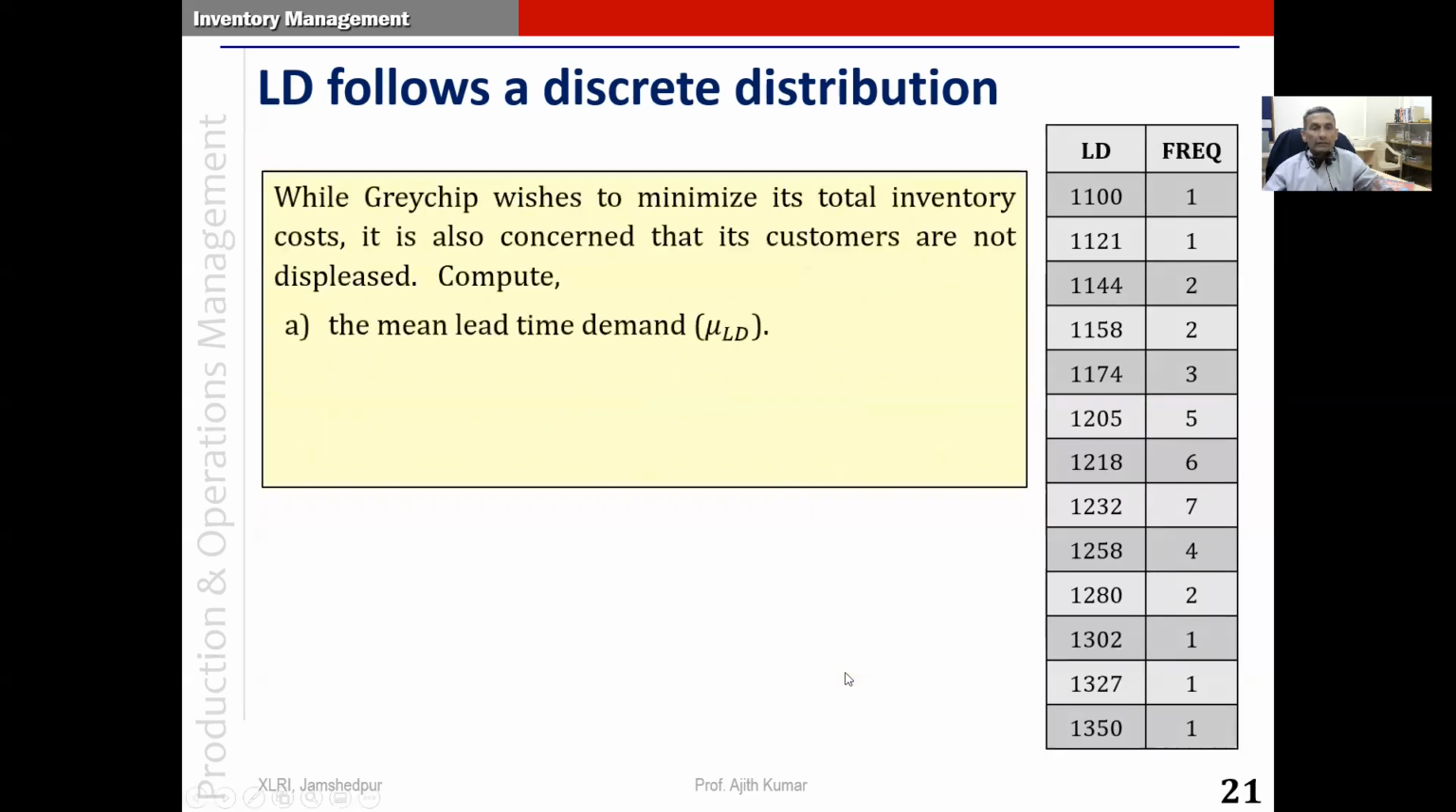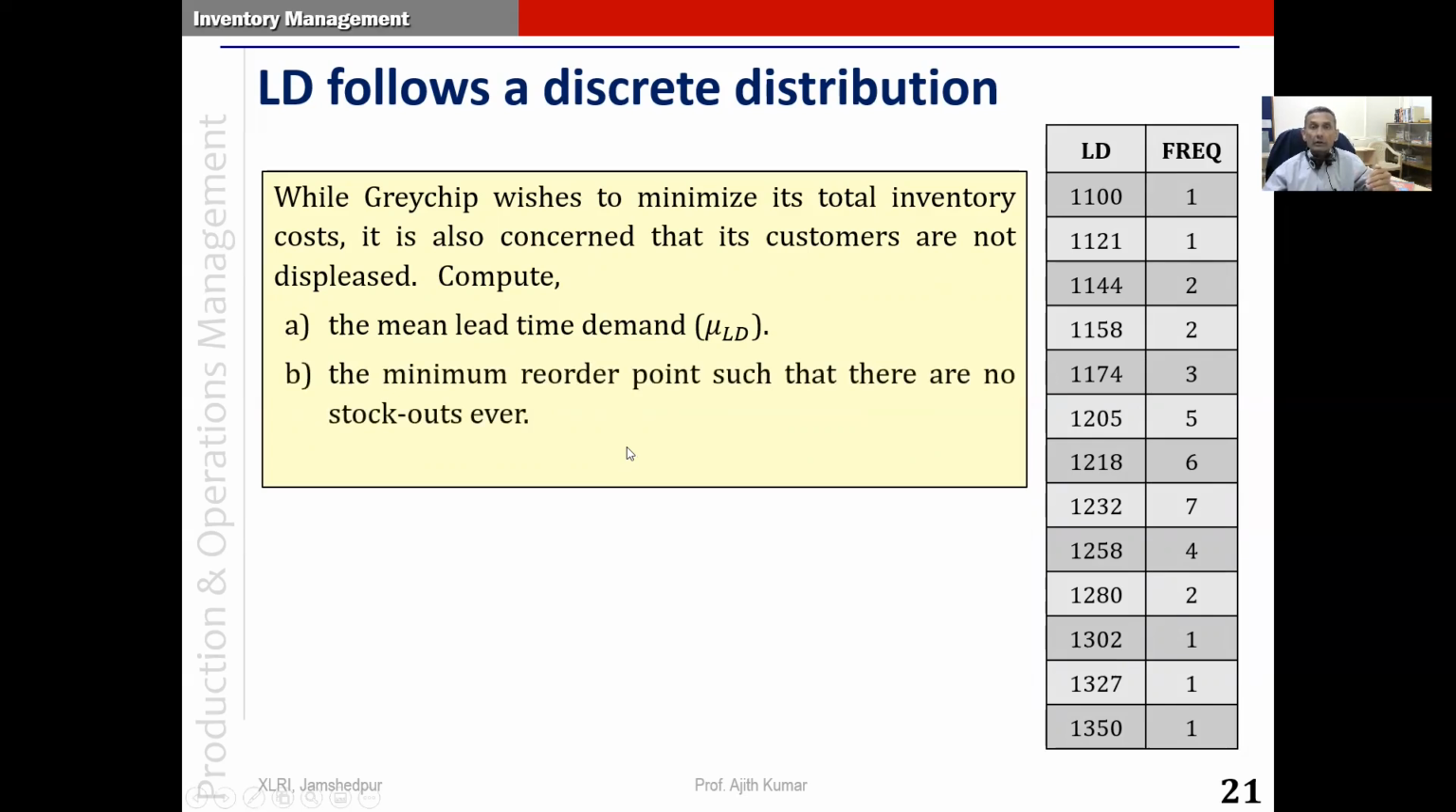So Great Chip wishes to minimize its total inventory costs, and that would require lowering the reorder point as much as possible. But if it does that, then it's also concerned that the customers may not be very pleased, because the lower your reorder point, the greater the chances of a stockout. So we are asked to compute, first, the mean lead time demand. Second, we should find out the minimum reorder point such that there are no stockouts ever. And third, we should find out the reorder point for a 90% service level. Now let's see how to answer these questions.